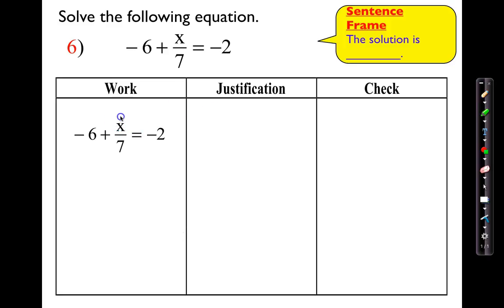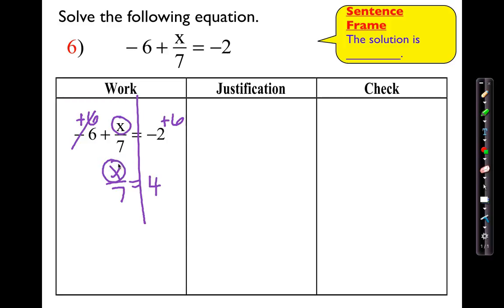Okay, so for number 6, hopefully you identify the variable. It is on the left-hand side, so that's where our focus is. We should get rid of the constant first. So since it's technically a -6, however you want to think of it, the inverse would be to add 6 to both sides. That's going to create a 0, leaving me with x over 7 equals, here there are more positives. How many more positives? There's 4.